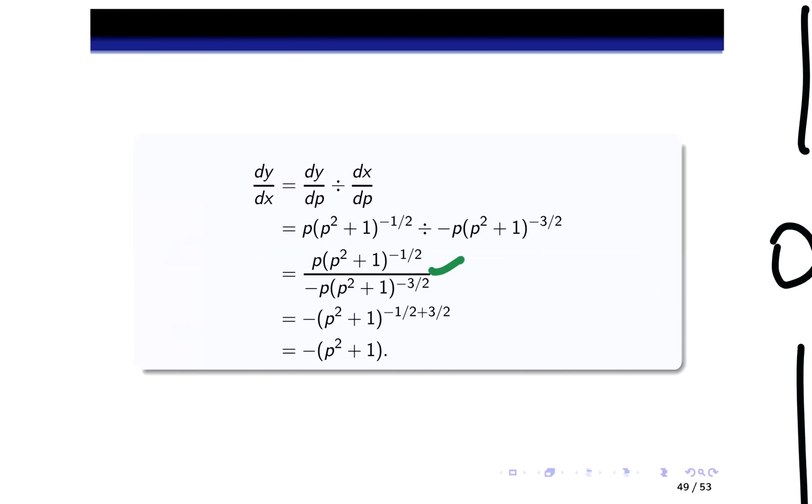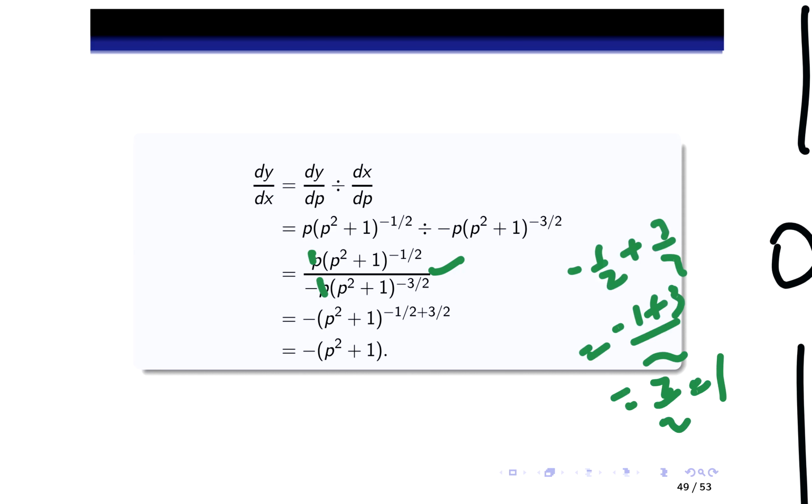Of course, p cancels out p. So we have minus (p squared plus 1) raised to the power minus half plus 3 over 2. Minus half plus 3 over 2, LCM is 2, that's minus 1 plus 3, that is 2 over 2, and that is simply 1. That's why you end up having minus (p squared plus 1) raised to power 1, which is just that. So that brings us to the end of parametric functions.